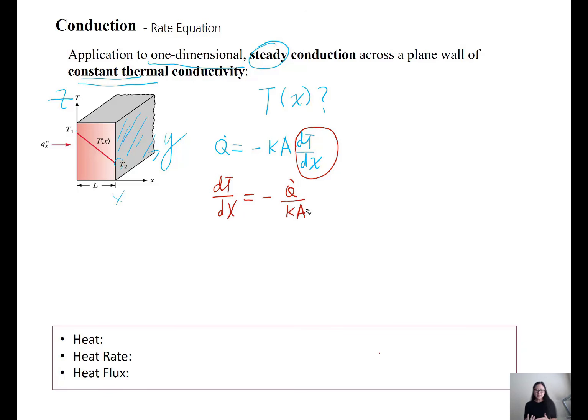We know for steady conduction, Q is a constant. K, we assume this constant. Area does not change, so this is actually a constant. What does a constant derivative mean? That means temperature changes with x in a linear fashion.